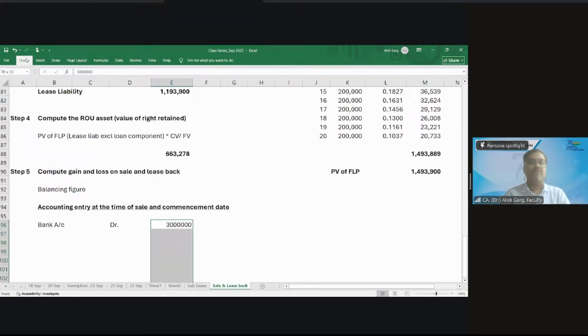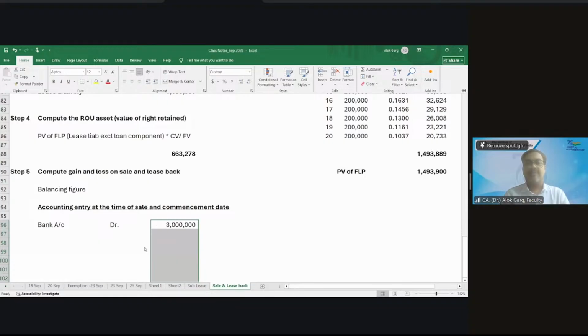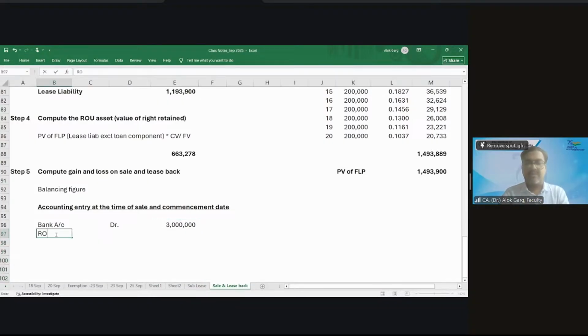Next entry, quickly tell me. Now you know all the numbers. ROU asset debit. How much is your ROU asset debit? 6,63,278. Then to asset derecognized, to asset PP building, how much? 15 lakhs credit. To loan liability, how much is the loan liability? 3 lakhs. To lease liability, how much is the lease liability? 11,93,900.